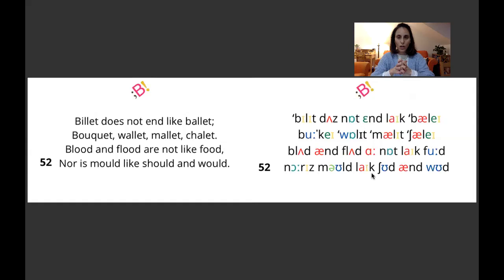Bouquet, wallet, mallet, chalet. Blood and flood are not like food, nor is mould like should and would. This is another thing I want to emphasize: in should and would, as you can see, there is no L, you don't pronounce the L. The SH is this sound, sh, and the OU sounds like U. So, should.